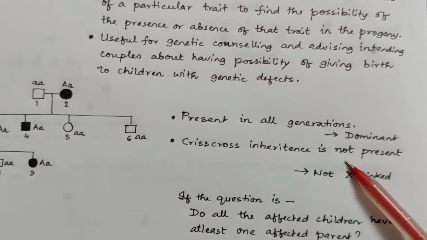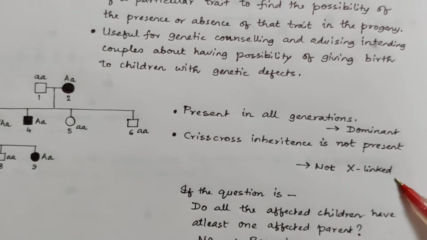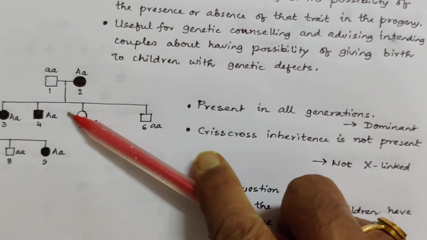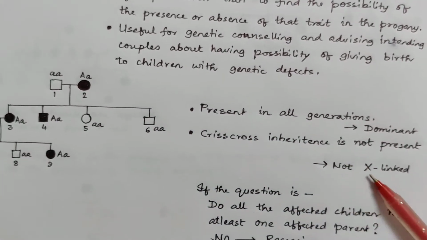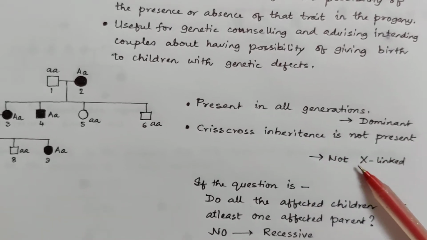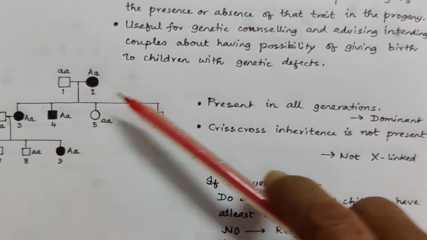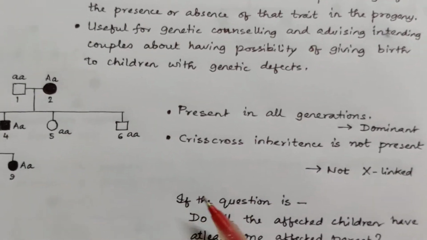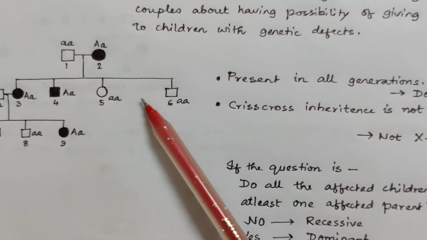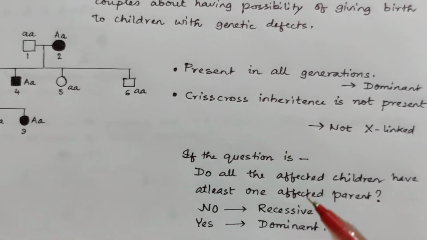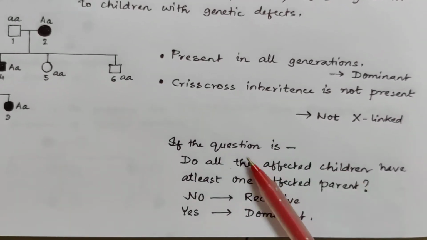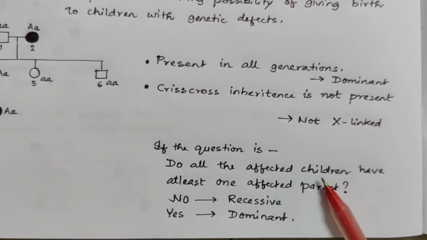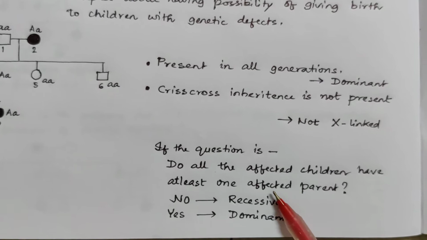If crisscross inheritance is not present, it is not X-linked disease. So it is autosomal. You have to remember these things. If it is not a crisscross inheritance, it is not X-linked, so it is autosomal, and it's dominant, meaning present in all generations. So we come to the conclusion that it's a case of autosomal dominant. Now the main thing is the question. If the question is, do all the affected children have at least one affected parent?